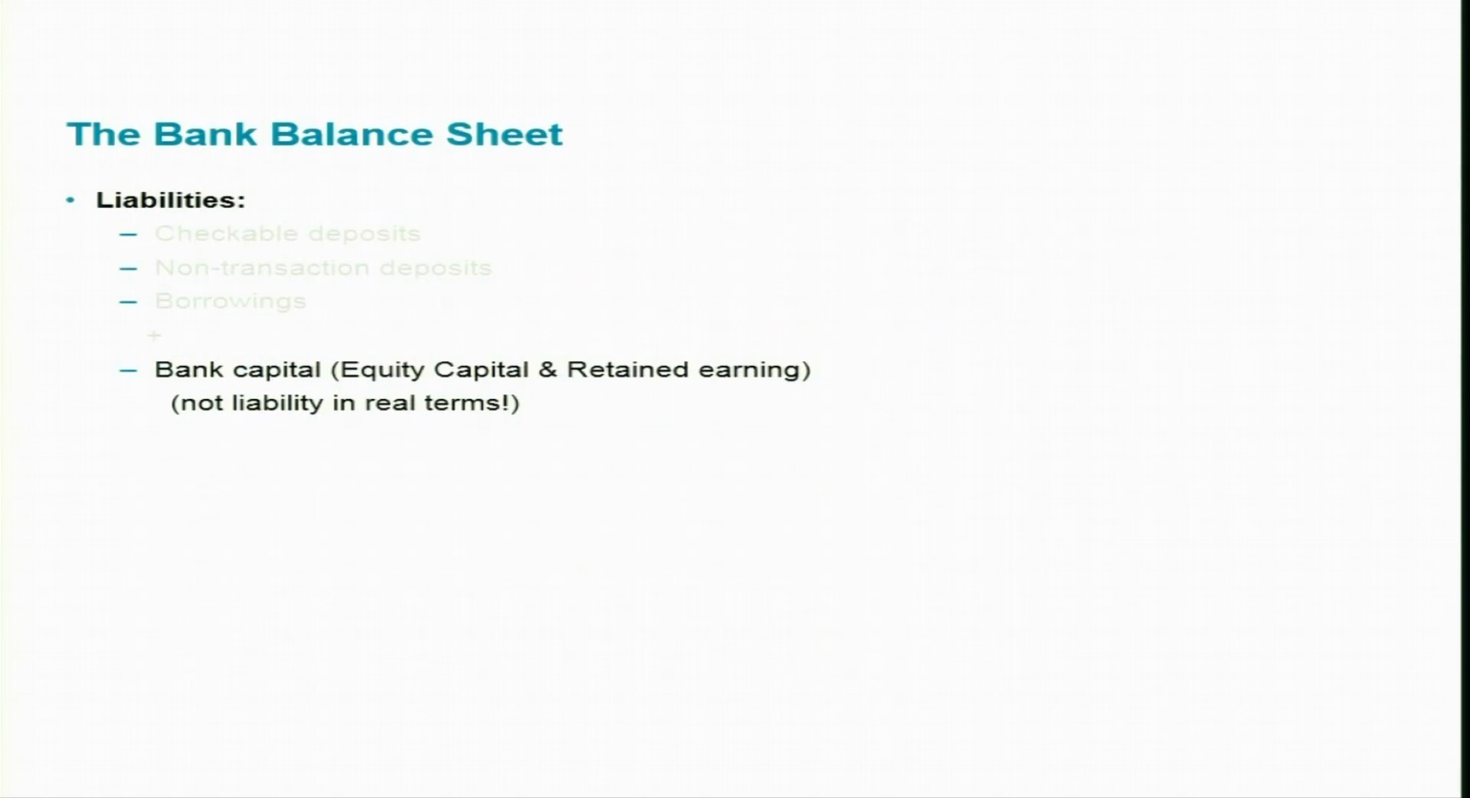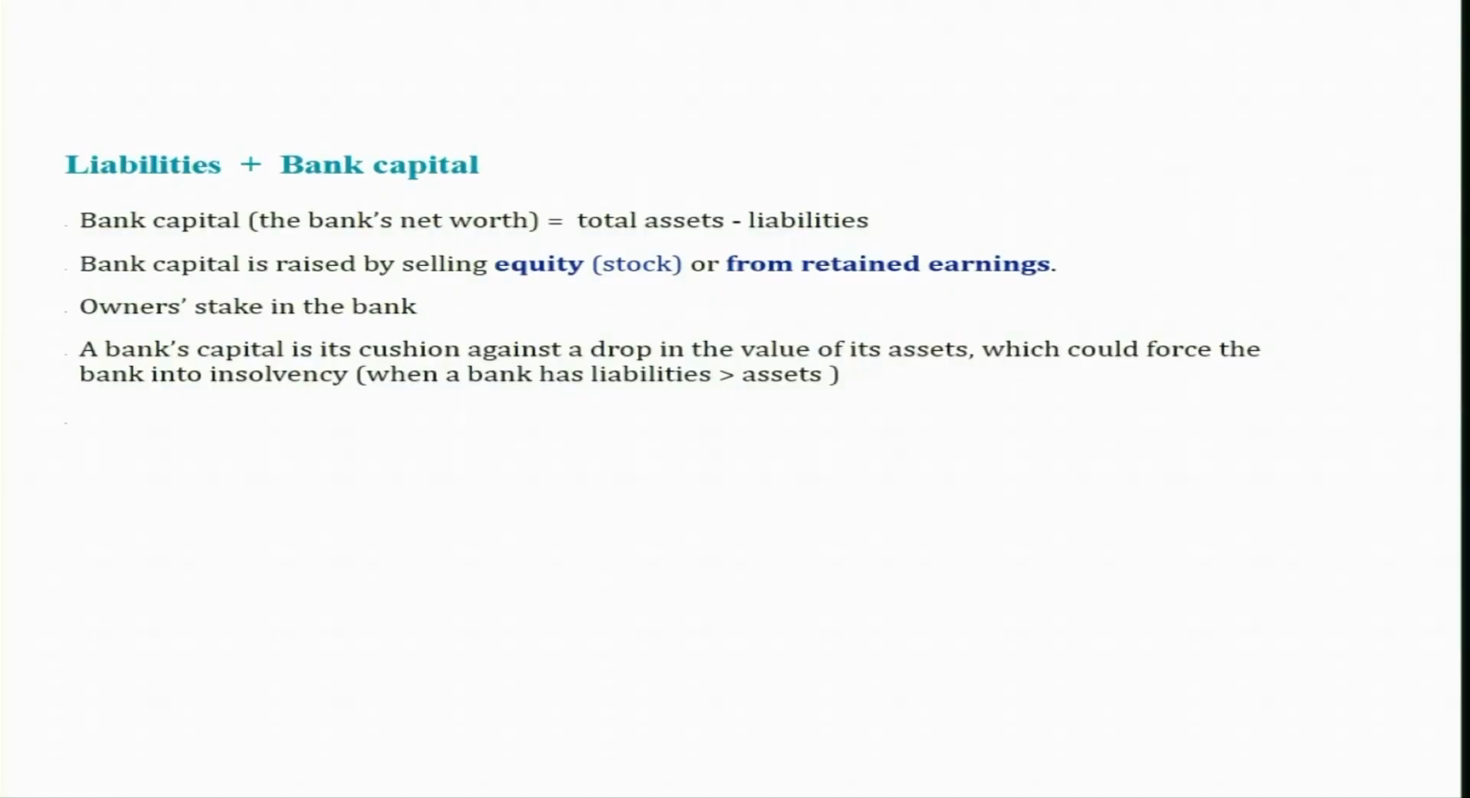Now let's move to the last component of the bank's balance sheet. You can see that is the bank capital. Bank capital includes equity capital plus retained earnings. Though we put it on the liability side, it's not really a liability as such. These are equity capital raised from the equity holders, and also the retained earnings, the undistributed dividends with the bank, which become part of the bank capital. In that way we can also interpret it as a liability, but as I mentioned, it's not necessarily a liability as such.